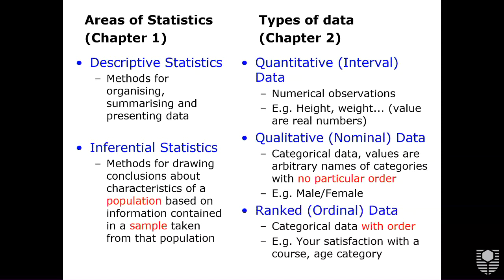So, we have the area of statistics and type of data. Descriptive statistics. When we talk about descriptive statistics, that means we talk about quantitative or interval data. What sort of quantitative data do we have? For example, numerical observations, real numbers, like height or weight values. We're not talking about questions about yes or no. We're not talking about the number of males and females inside the class. No, we're talking about real numbers.